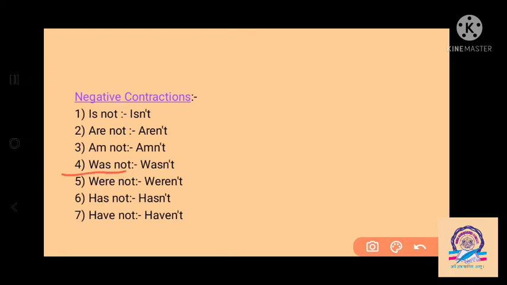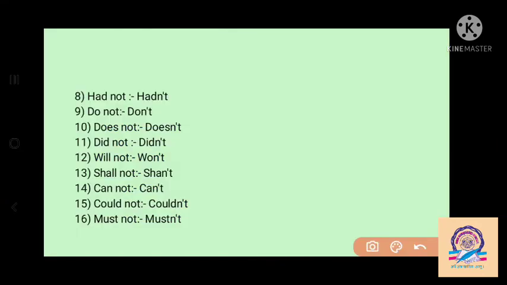Then "was not" changes into "wasn't". We have to remove o here. Then "were not" changes into "weren't". We remove o here. Then "has not" changes into "hasn't". We can say "hasn't": "has", then we remove o, then apostrophe t here. Then "have not" changes into "haven't". Then "had not" changes into "hadn't" in a negative contraction.